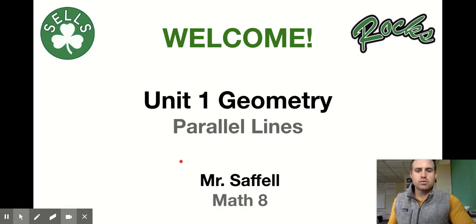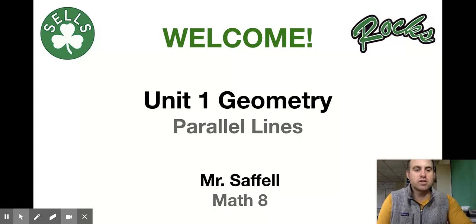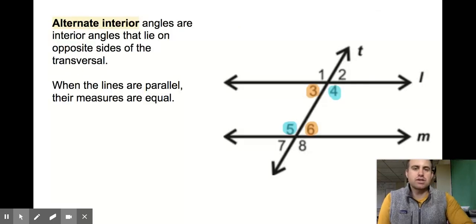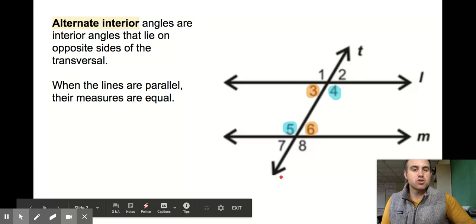Alrighty, hello and welcome to this quick video about parallel lines and what angles are created when we cut them by a transversal. So let's go ahead and look at this picture. Before I talk about anything specific, we have lines L and M here that are parallel. They'll never cross. And when we take one single line T and cross both of them, that's called a transversal.